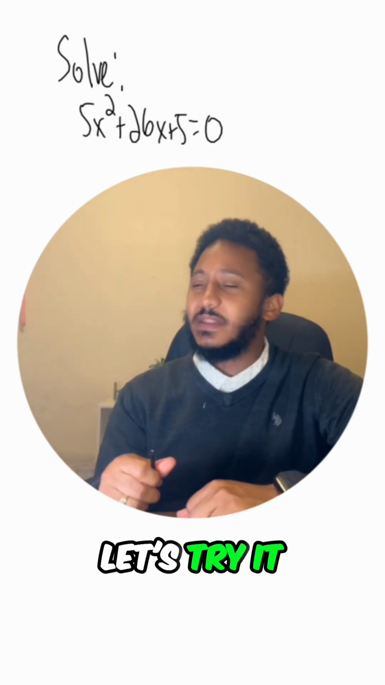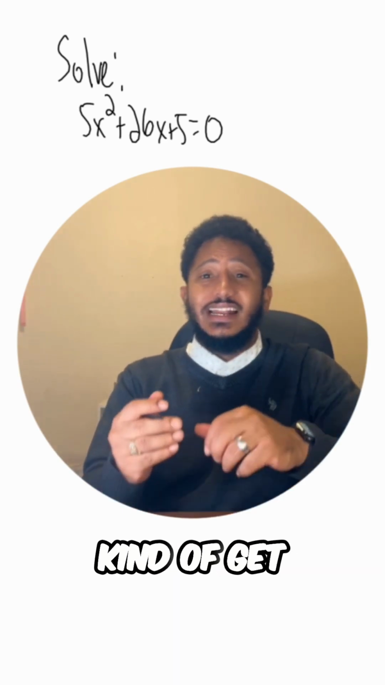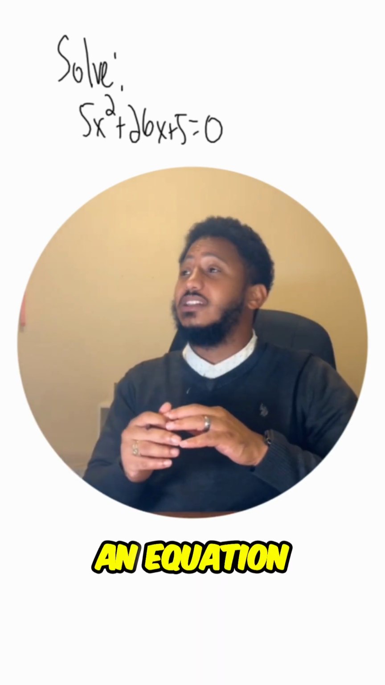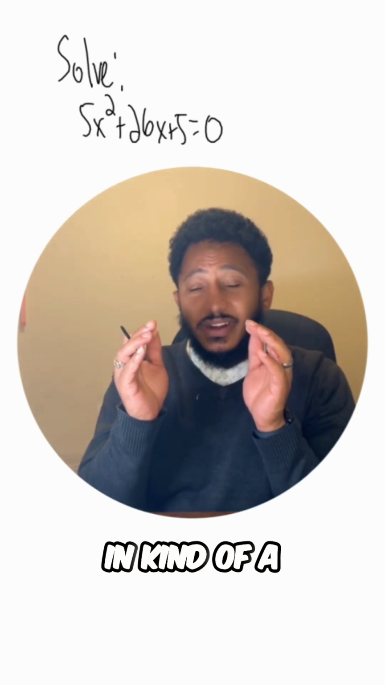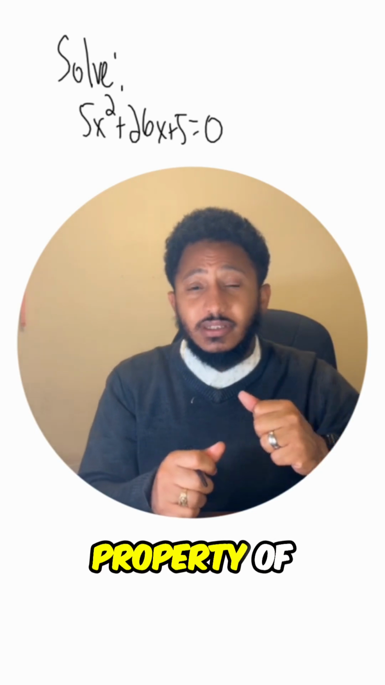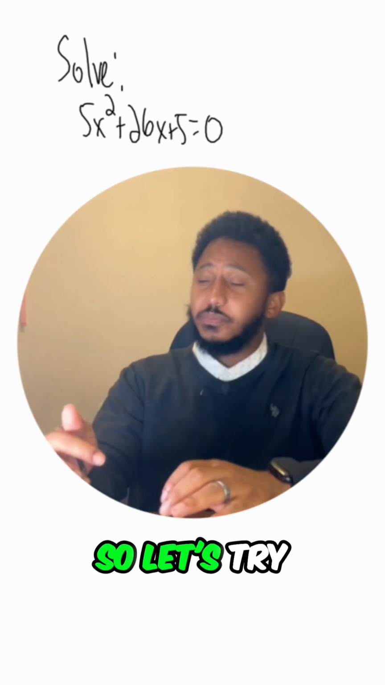So let's try it. Now, when completing the square, our goal is to get the x stuff together. And if I'm using that to solve an equation, the reason I'm getting the x stuff together in a bubble squared is so I can use the square root property of equality. Okay, so let's try doing that.